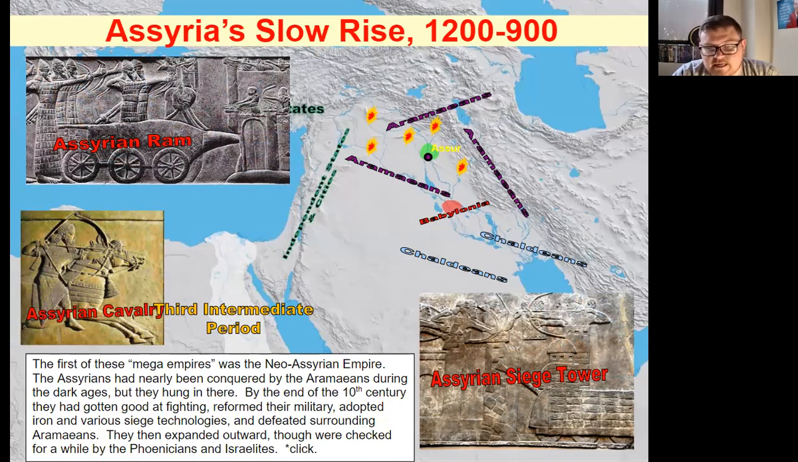Neo-Assyrian Empire. The Assyrians had nearly been conquered by the Armenians during the Dark Ages, but they hung in there. By the end of the 10th century, they had gotten good at fighting, reformed their military, adopted iron and various siege technologies, and defeated surrounding Armenians, and then expanded outward, though were checked for a while by the Phoenicians and the Israelites.